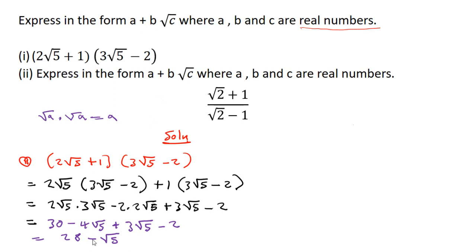So in this case, A is 28, B is -1, and C is 5. So that's the solution for that particular question.